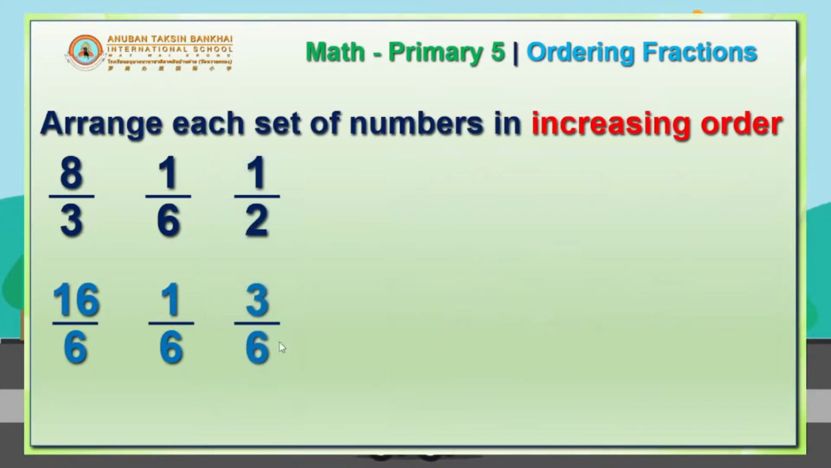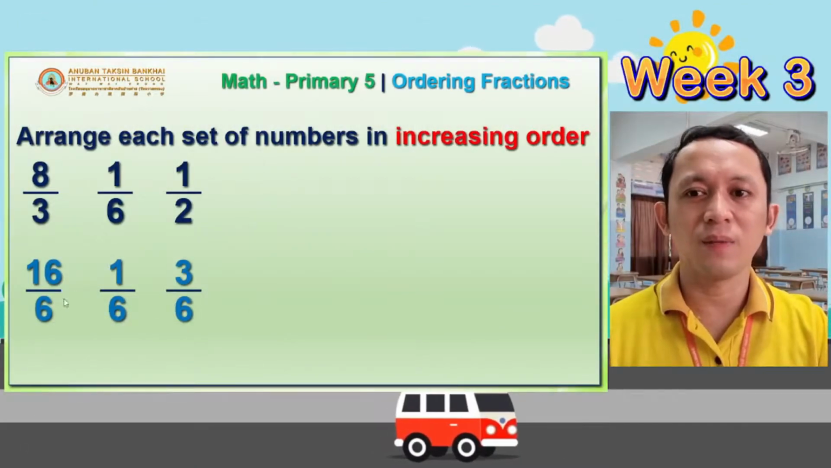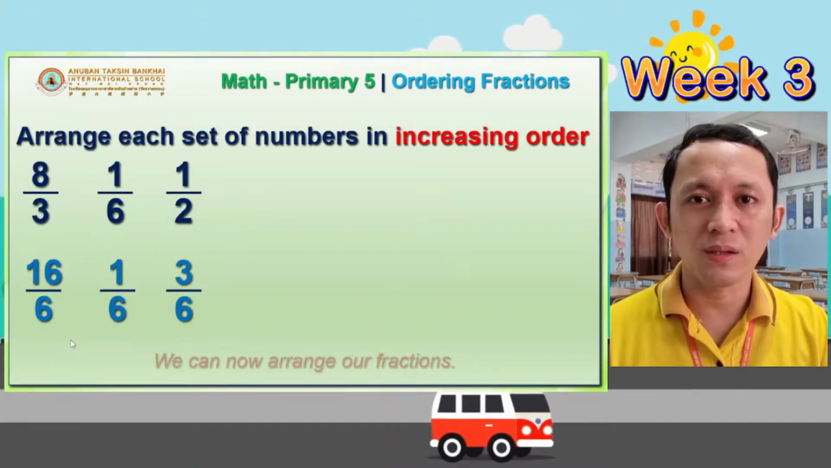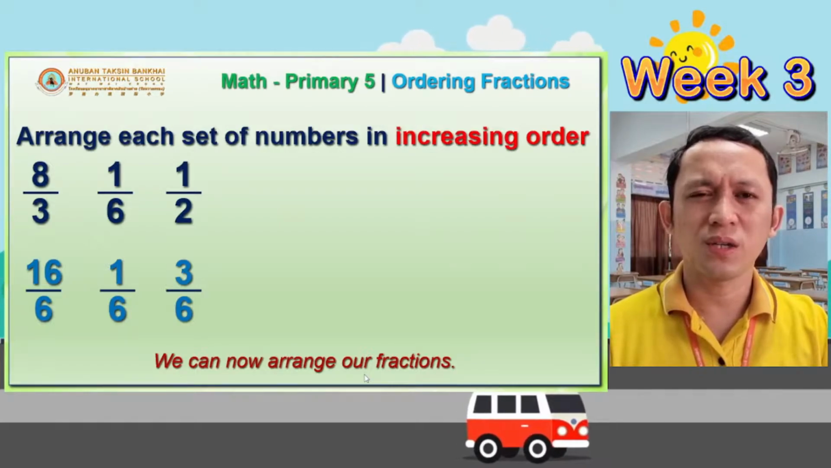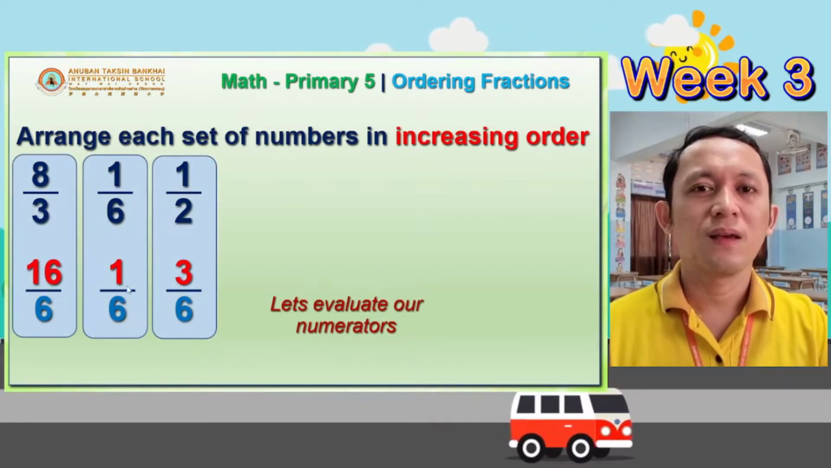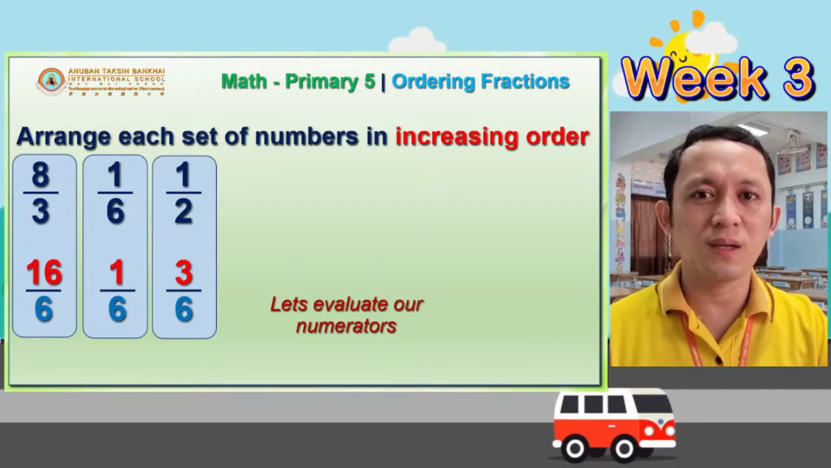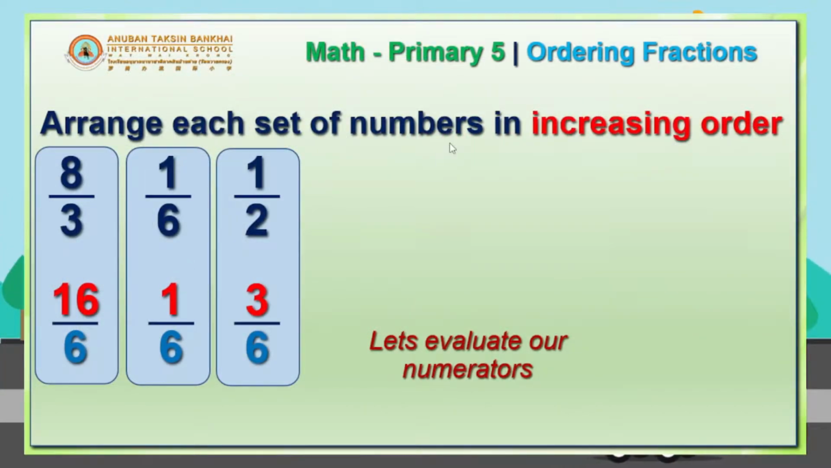So now our fractions have the same denominators. We can now arrange our fractions. Now let's check first the numerators. Again, do not forget increasing order, so meaning from small number to big number. So if you're going to look at our numerators, we have 1 as our smallest number. We have 3 as the next one. And we have 16 as our largest number.